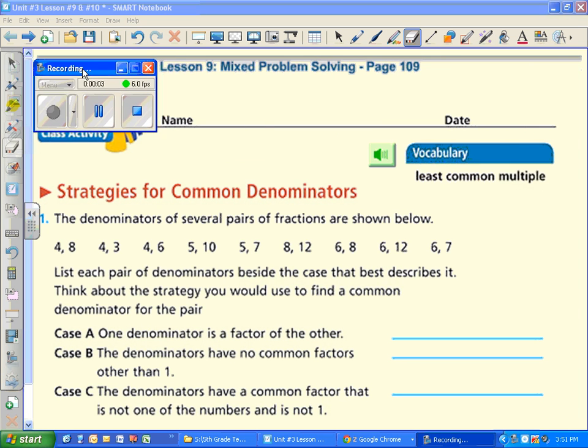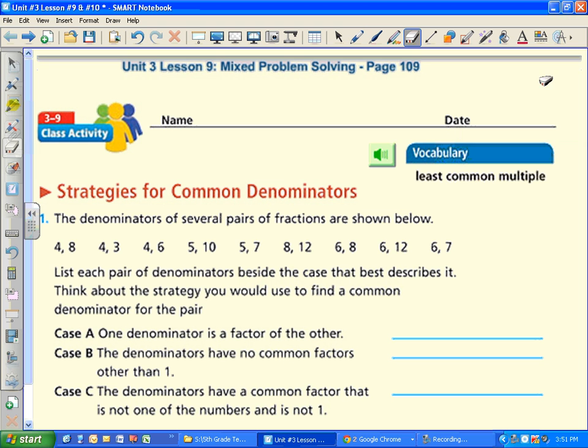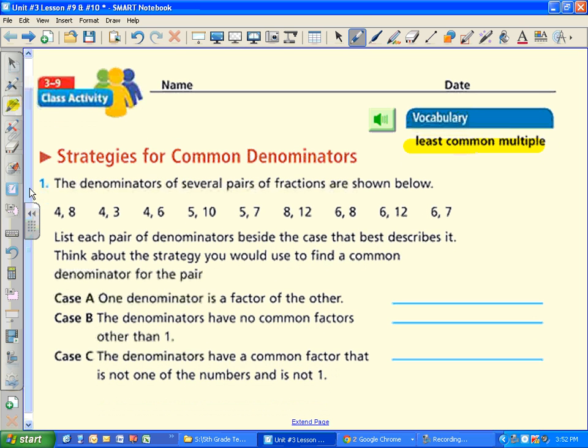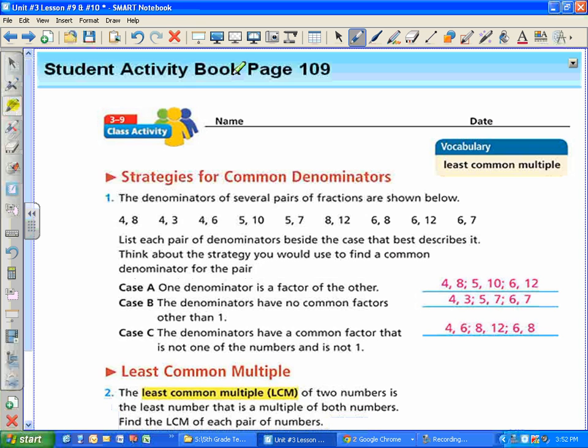Well, welcome back. We are going to be working on Unit 3, Lesson 9, Mixed Problem Solving, page 109. So go ahead in your black notebook, write Unit 3, Lesson 9, Mixed Problem Solving, page 109. All right, least common multiples. Let's just take a look at this page. Actually, I'm going to go to the next page here.